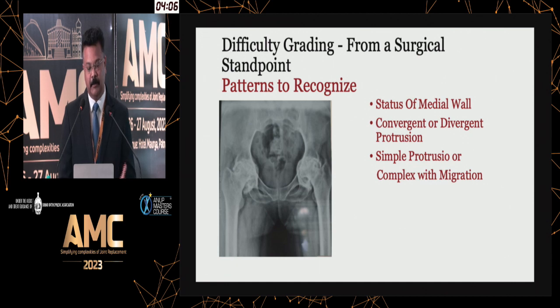So what I would try to do is tell you what the patterns are that we need to recognize before we go in. So we need to assess three important things before we get in. One is, what is the status of the medial wall? Second, is it a convergent type of defect or is it a divergent type of protrusio? And is it a simple protrusio or is it complex with some amount of migration?